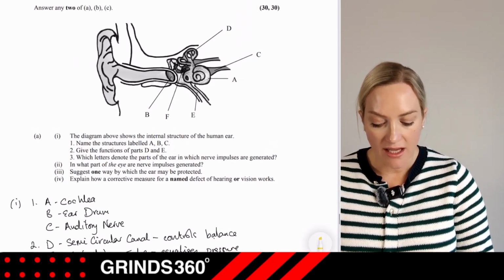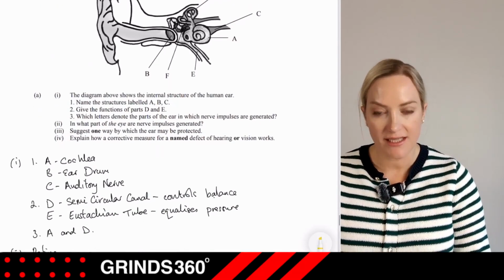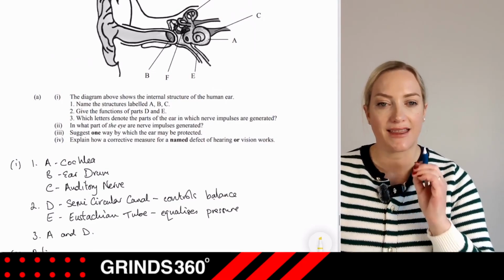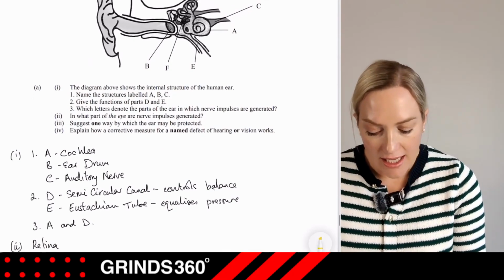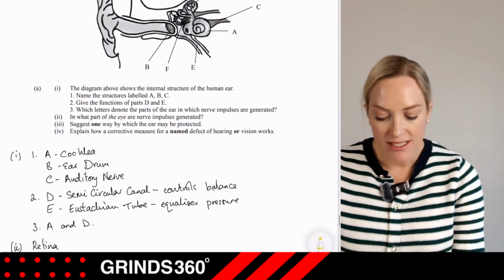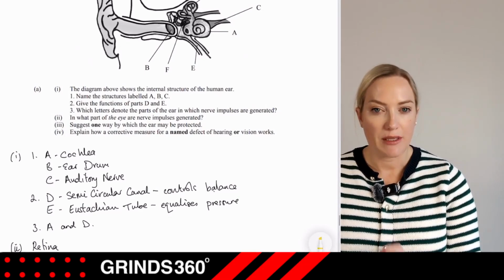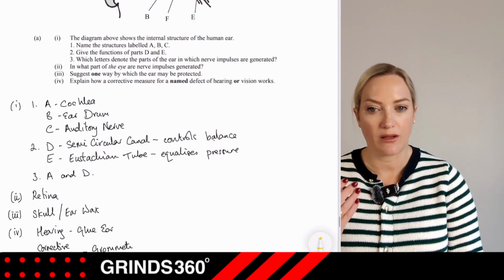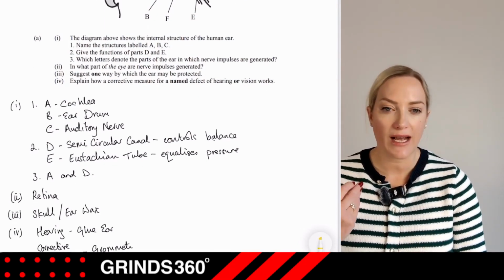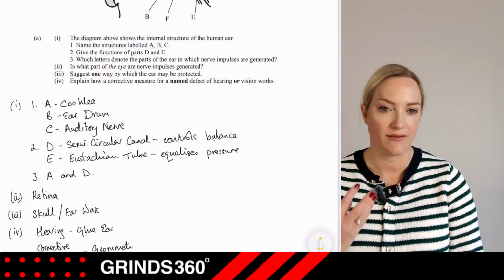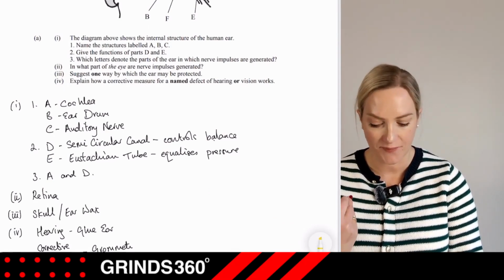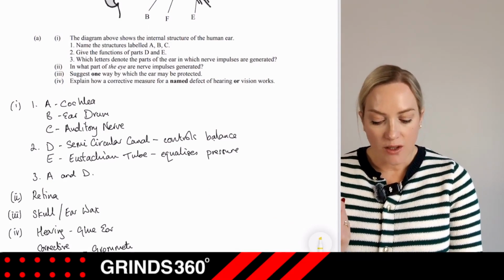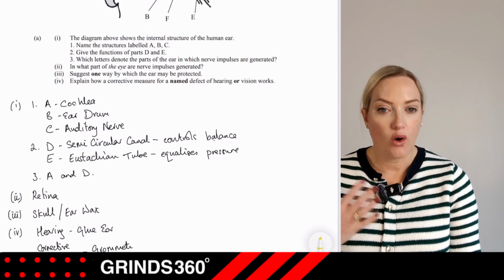Suggest in what part of the eye nerve impulses are generated. Your nerve impulses are generated at the retina. Suggest one way by which the ears may be protected. It could be by your skull, it could be by earwax, it could be by wearing protective headgear in noisy environments. Explain how a corrective measure of a named defect of hearing or vision works.